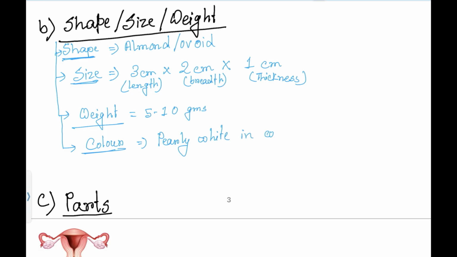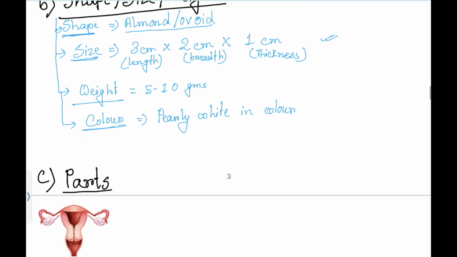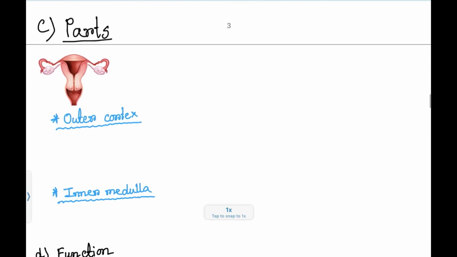Purely white in color. So that's all about the shape, size and weight of the ovary. The shape is almond or ovoid. The size is 3 centimeters, 2 centimeters, 1 centimeter. The weight is 5 to 10 grams for each ovary, and the color is purely white.